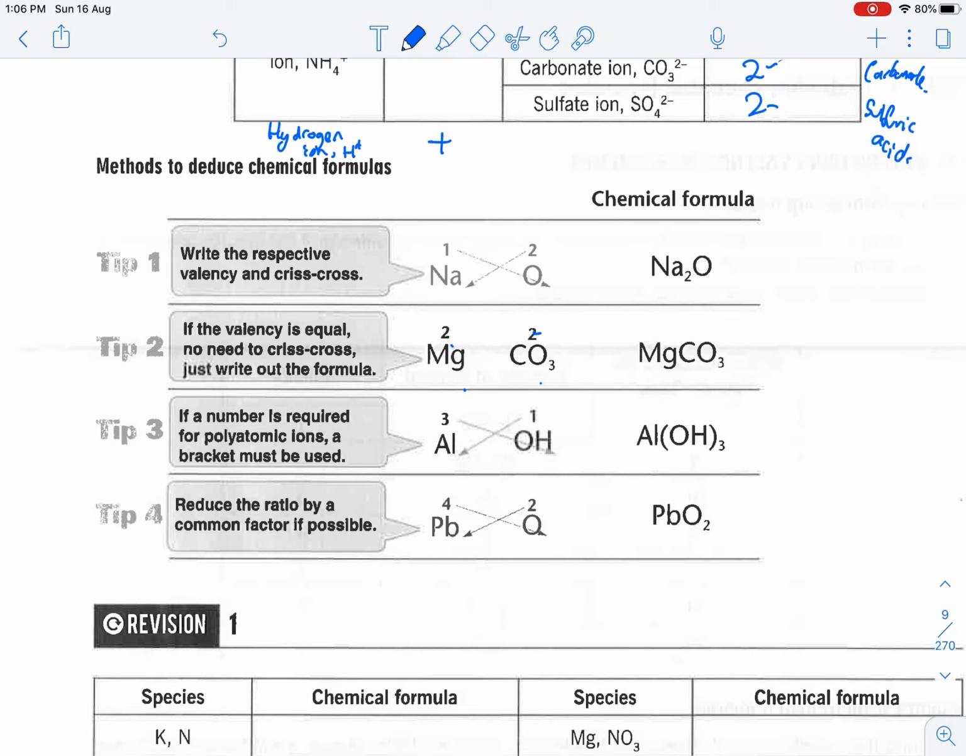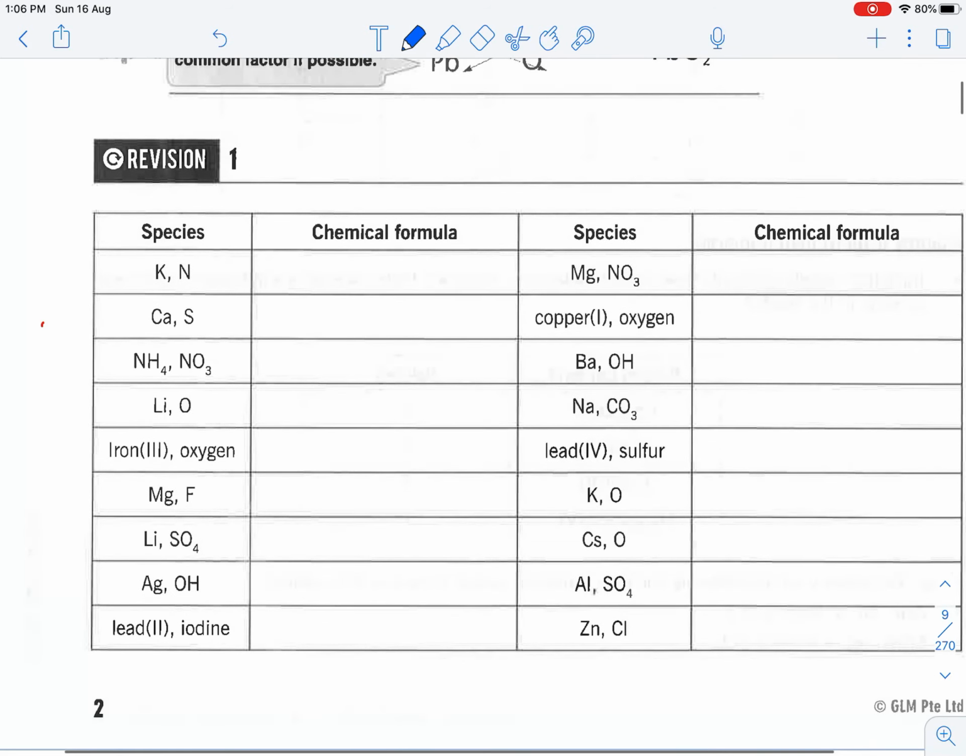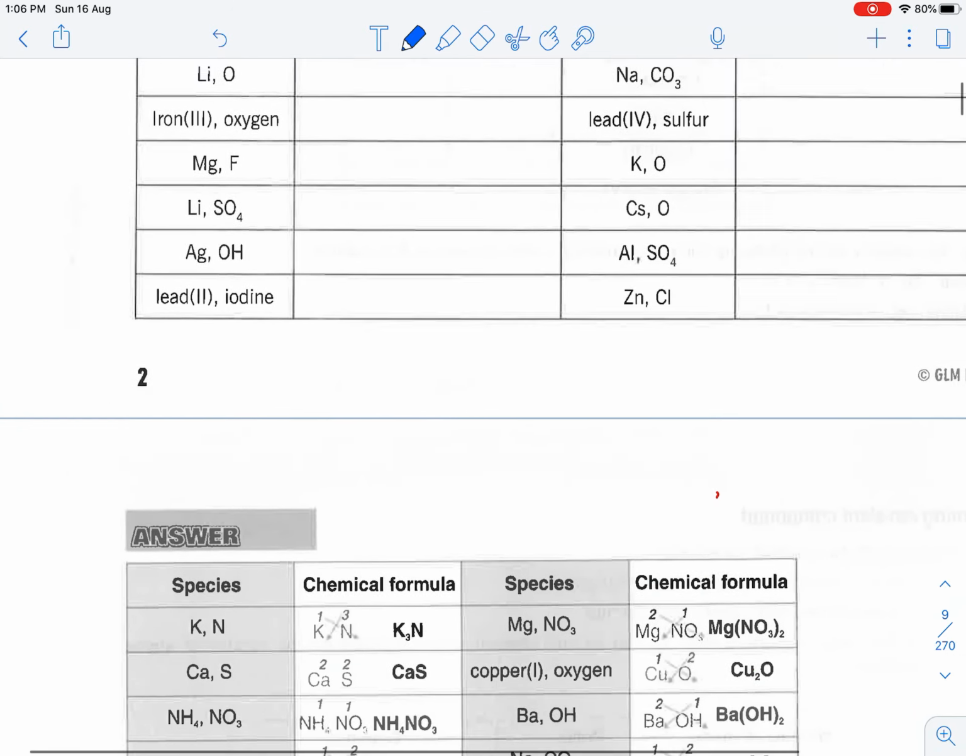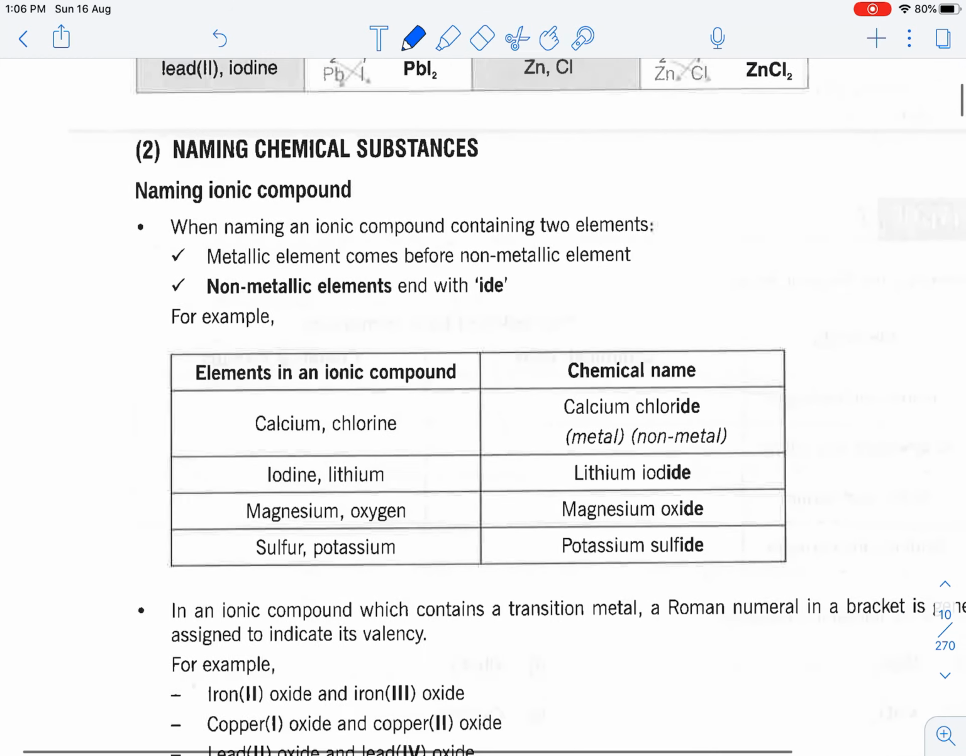There's no point. And in the event that both have the same numerical value, like magnesium 2 plus and CO3 2 minus, the 2 and 2 are the same, so they will cancel out each other. It will just be MgCO3. Okay, so this is for the part of the chemical formula.